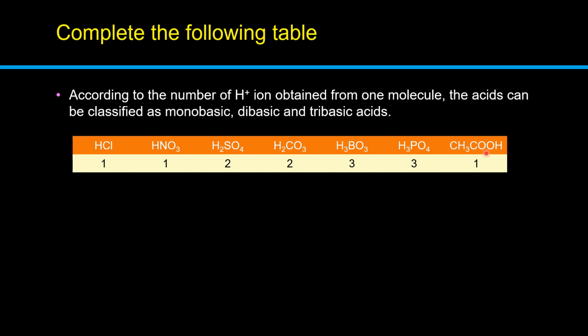And acetic acid can give only one H plus. It will be CH3COO minus and H plus. So as you can see, they are giving only one H plus ion. So HCl, HNO3 and CH3COOH are monobasic acids. Sulfuric and carbonic acids are dibasic, whereas boric and phosphoric acids are tribasic acids.